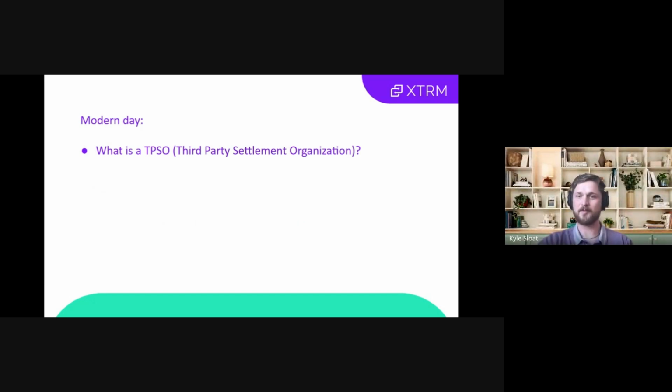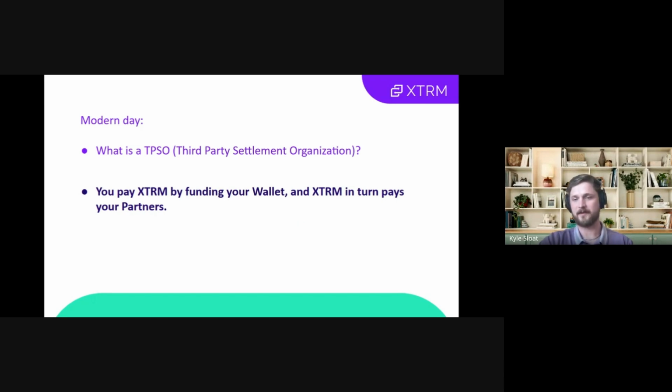So I'll go over some of the key things about Xtrm that really reduce and solve a lot of these issues. The first pillar is our status as a third-party settlement organization. So what is a third-party settlement organization? Essentially, you pay Xtrm by funding your wallet, and Xtrm is the one paying your partners. Along with that, we also take on all of the compliance and tax obligations that Chris mentioned.